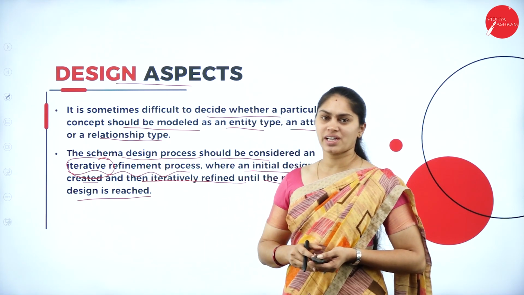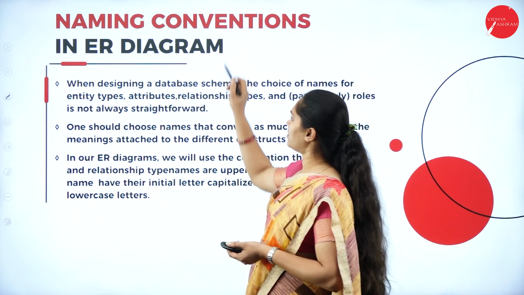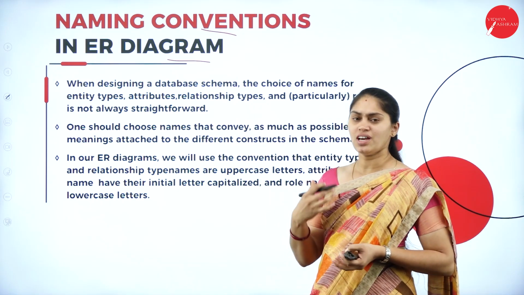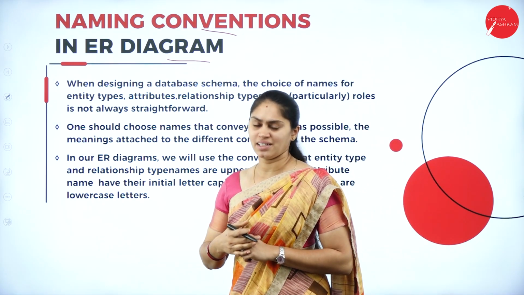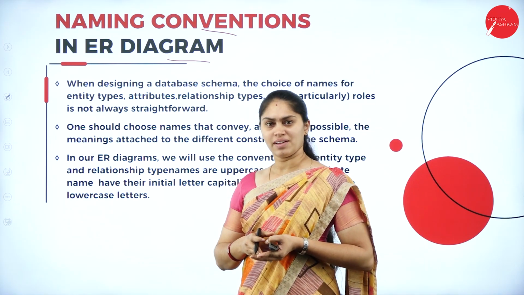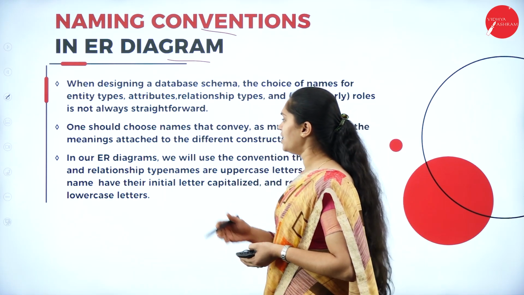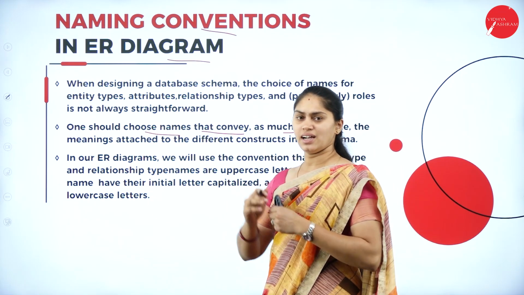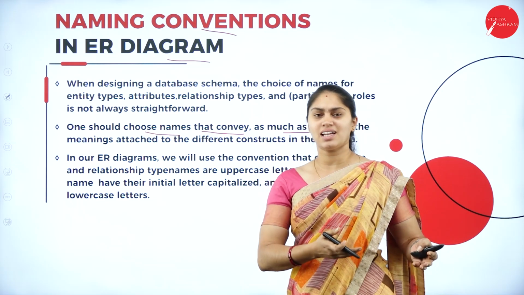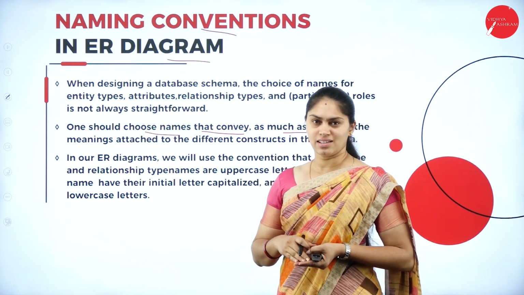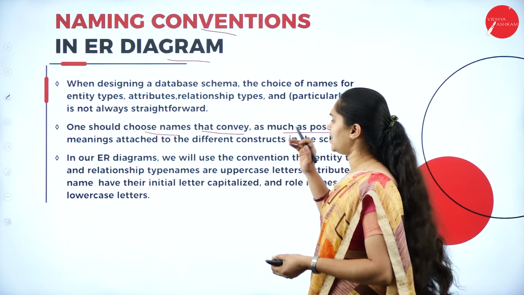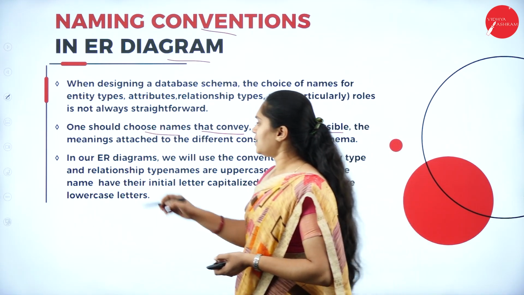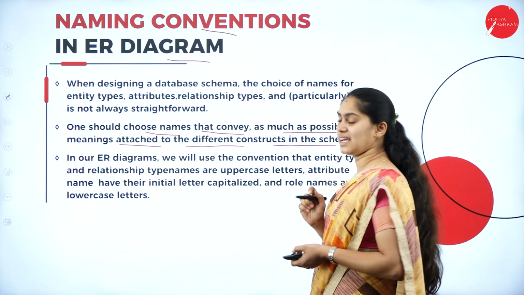Then how are we supposed to give a name for that? We'll see the naming conventions used in the ER diagram. Whenever we are having a naming convention, we have to give an appropriate name for the objects we are using in a database. We have to choose a name that conveys as much as possible. If I am representing data with respect to the student, I should not take the name of employee. That is not necessary there. So the name has to convey as much as possible the meaning attached to the different constructs in the schema.